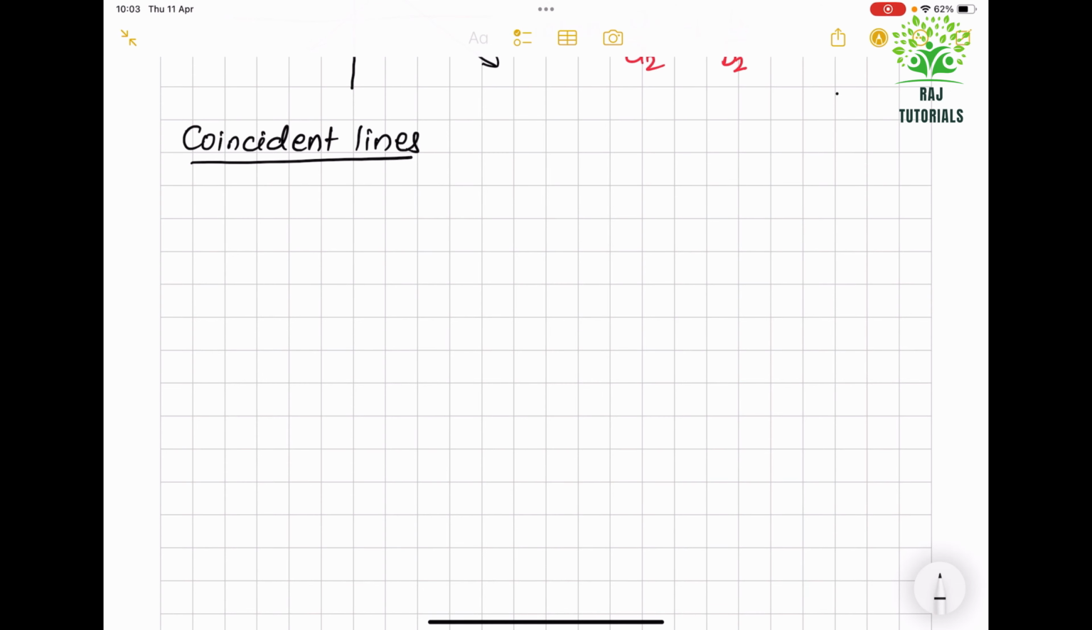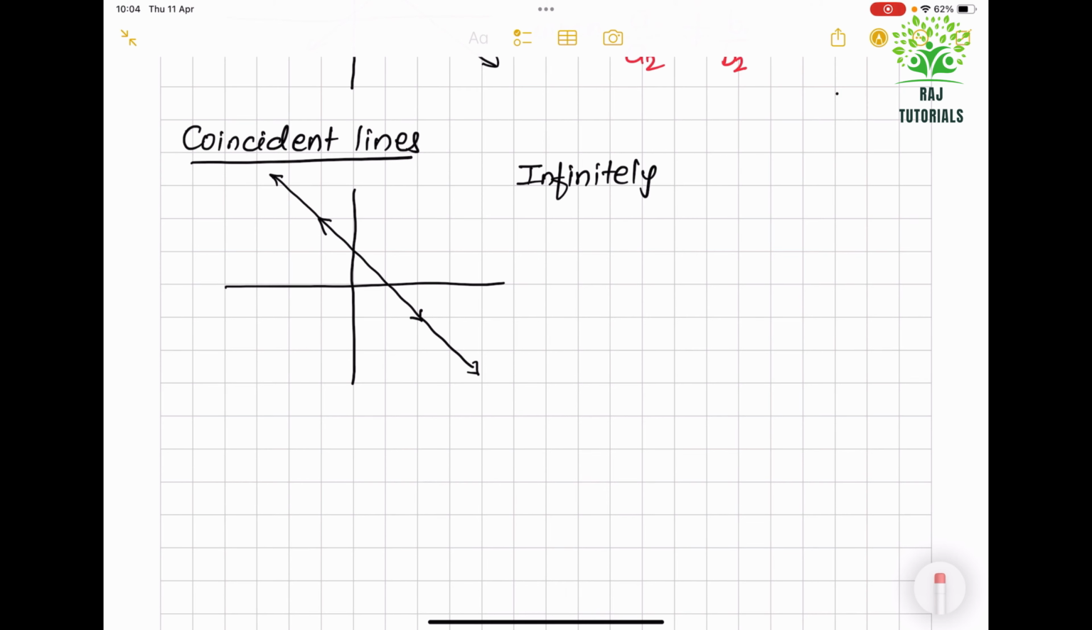Now, the second pair of lines is called coincident lines. So let me show how they will look first. See, this is the first line on the graph and the second line will exactly come on the first line. That is, at all the points they are touching each other. So I can say infinitely many solutions will be there.